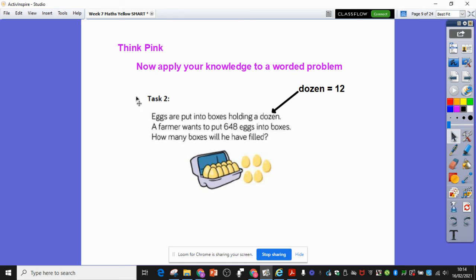So that is your think pink task that I would like you to do to show me that you can apply your knowledge of division facts into a worded problem. Once you have done that, yellow group, I would like you to send your work into your class teacher at the end of the day.